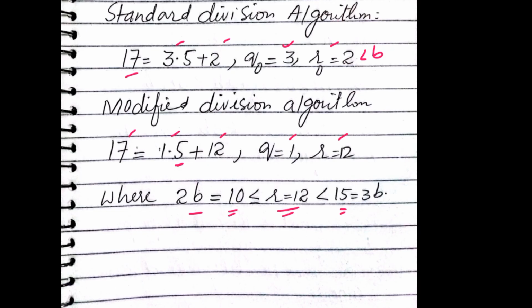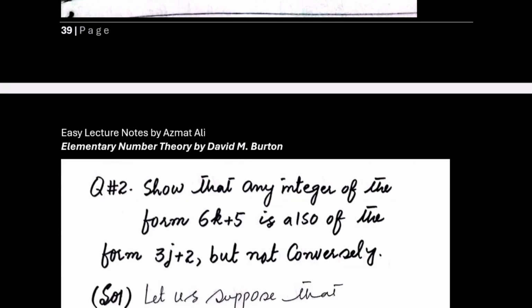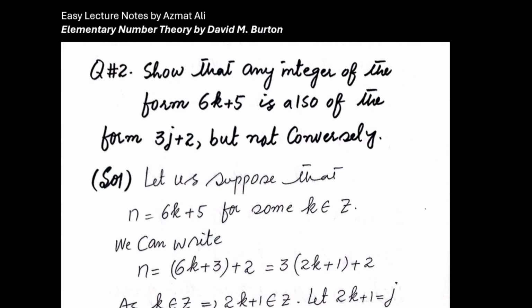Next, in question number 2, we have to show that any integer of the form 6k plus 5 is also of the form 3j plus 2, but not conversely. In this question, we have to show if an integer has the form 6k plus 5, then it can also be written in the form 3j plus 2, but its converse is not true.